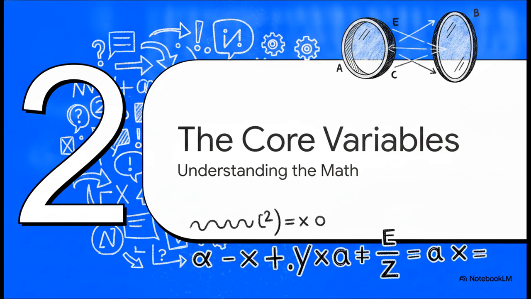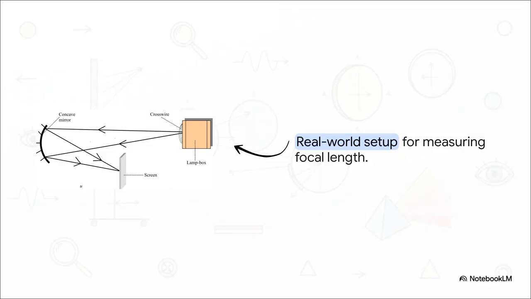Moving right along to Section 2, the core variables, where we start understanding the math. Before we do any math, we really need to ground these abstract letters in physical reality. Take a look at this standard lab setup. You've got a lamp box with a crosswire, that's basically our lit-up object. Then we have a mirror doing the reflecting and a screen to catch the image. In a real lab, you'd physically slide these pieces along a meter stick to find the clear image. And you know what? The distances between these literal, physical pieces of equipment, that's exactly what our variables represent.